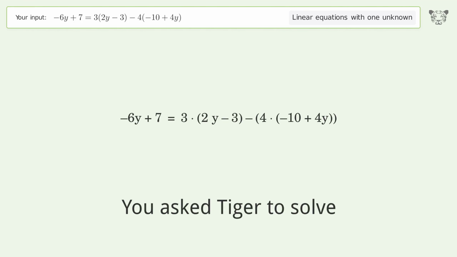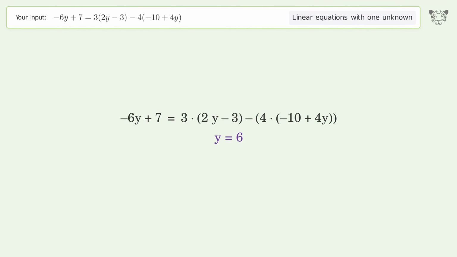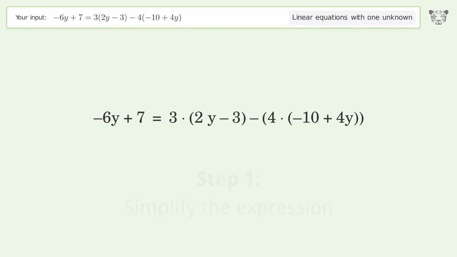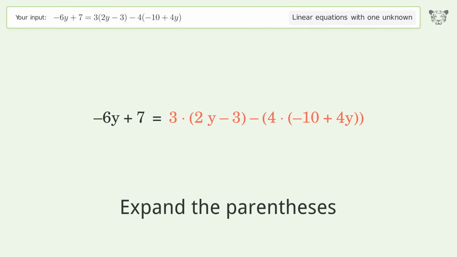You ask Tiger to solve. This deals with linear equations with one unknown. The final result is y equals 6. Let's solve it step by step. Simplify the expression. Expand the parentheses.